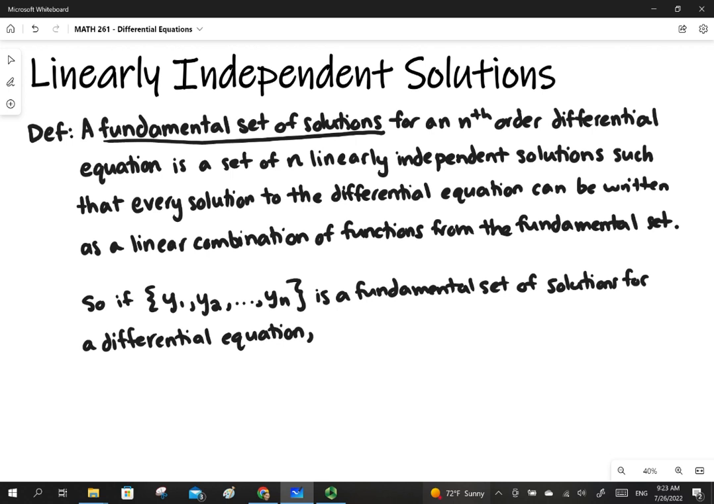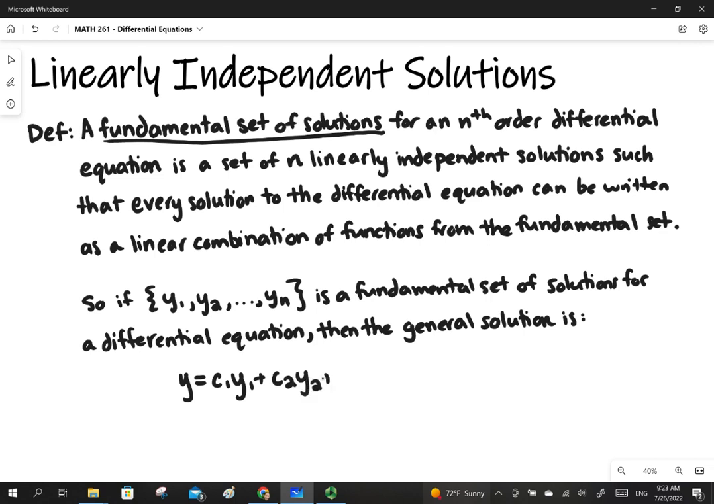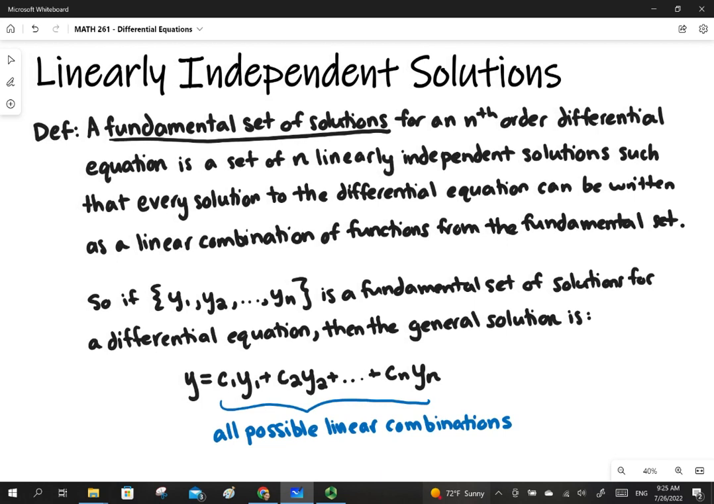In other words, if the set of functions y1, y2 through yn is a fundamental set of solutions for a differential equation, then the general solution is the set of all possible linear combinations of those functions, which means we have arbitrary constants multiplying in front of each function from the fundamental set, and that is how we generate our general solution. If you've taken linear algebra, the fundamental set of solutions is a basis for the space of solutions to the differential equation. This definition also refers to what are called linearly independent solutions.